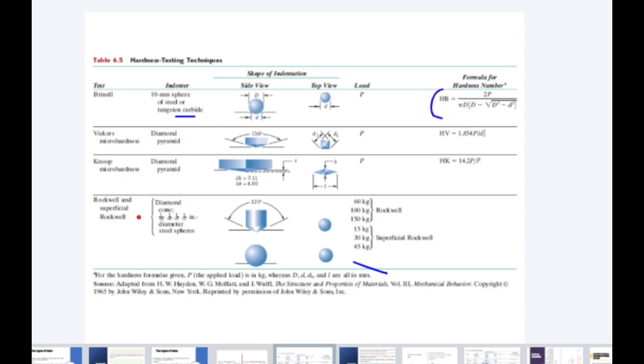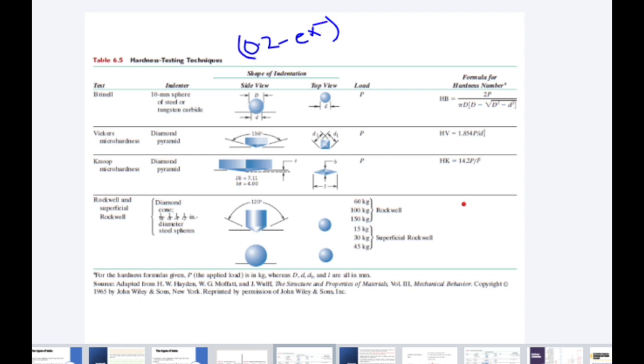We will study that in the coming slide, but here you see the Rockwell and superficial Rockwell tests. The cone-shaped indenter and the ball-shaped indenter are used, and the load is represented here for the Rockwell and superficial Rockwell. Usually for the Rockwell and superficial Rockwell, a formula is not given, right? There is one formula some people use, 0.2 minus E raised to some power, but it is not common. Nowhere will you find this formula.